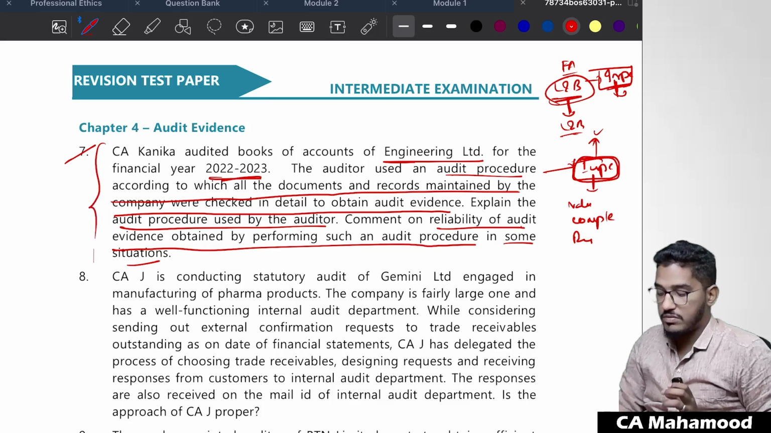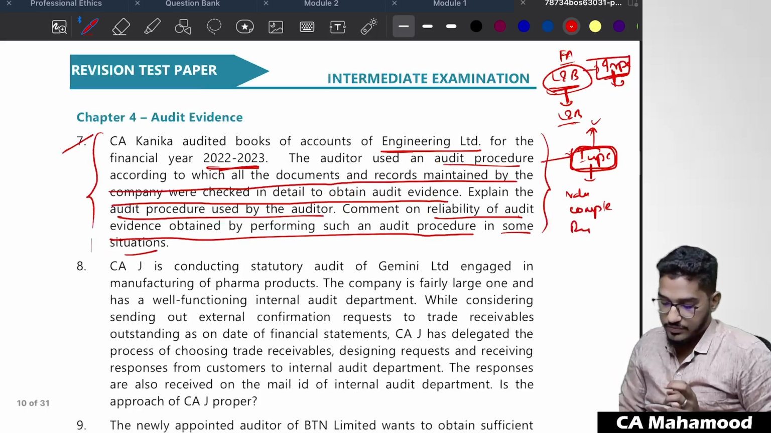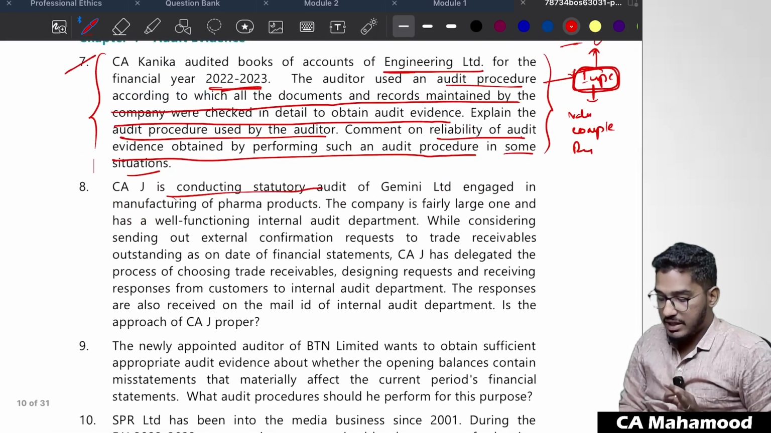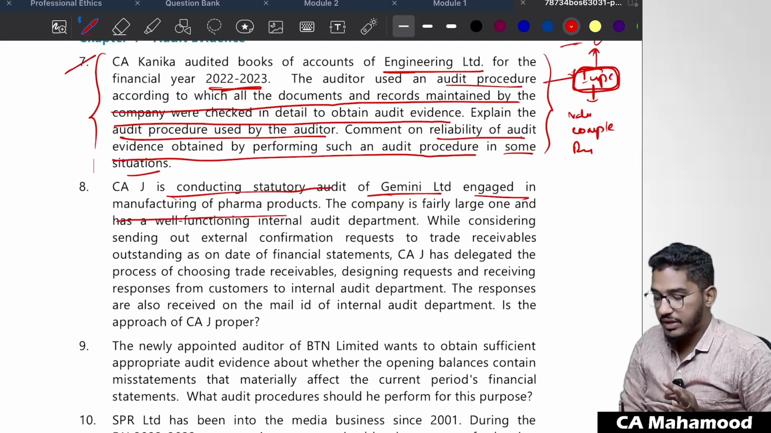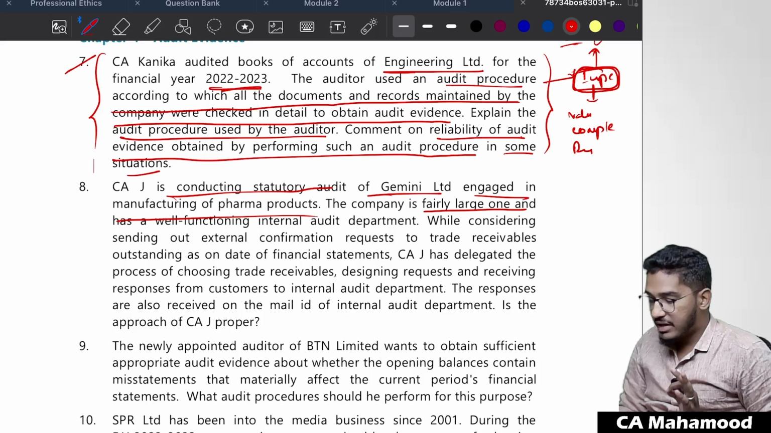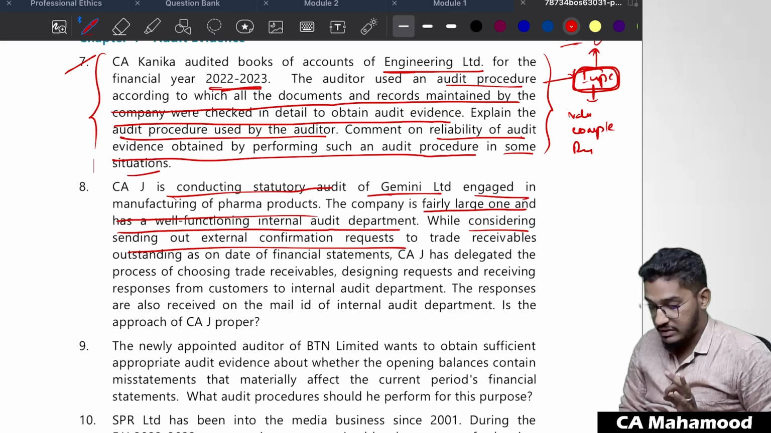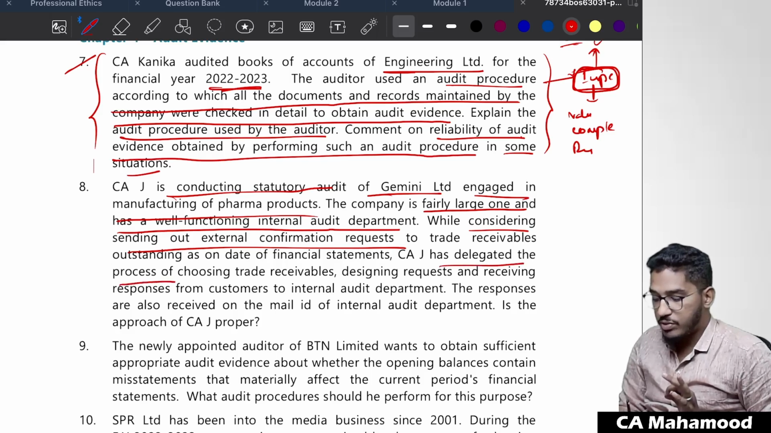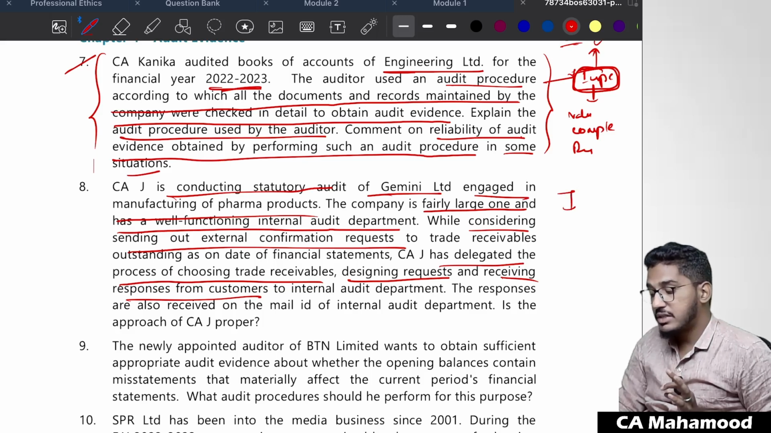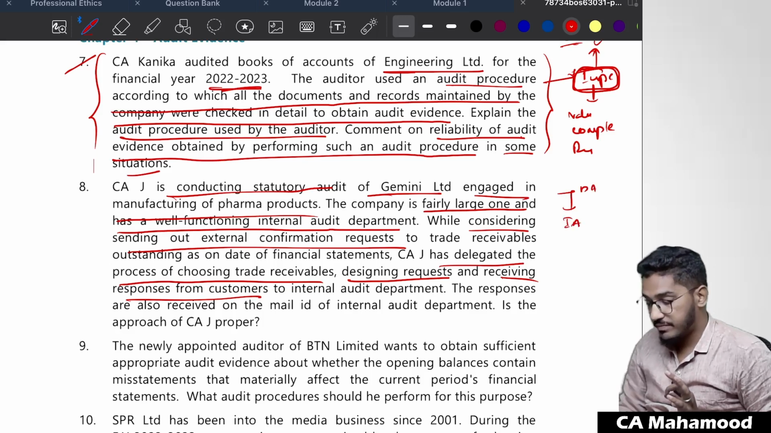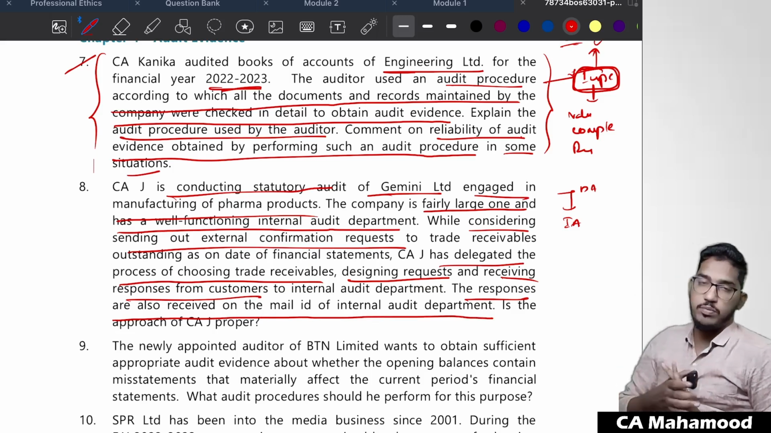Please refer to the answer also once. With this background understanding, refer to the answer once. Next one. CAJ is conducting statutory audit of Gemini Limited, engaged in the manufacturing of pharma products. The company is fairly large one and has a well-functioning internal audit department. While considering sending out external confirmation requests to trade receivables outstanding as on the date of financial statements, CAJ has delegated the process of choosing the trade receivables, designing the request, and receiving the responses from customers to the internal audit department. That means you allocated some work to internal auditors under direct assistance. The responses are also received on the mail ID of the internal audit department. Is the approach of CAJ proper?